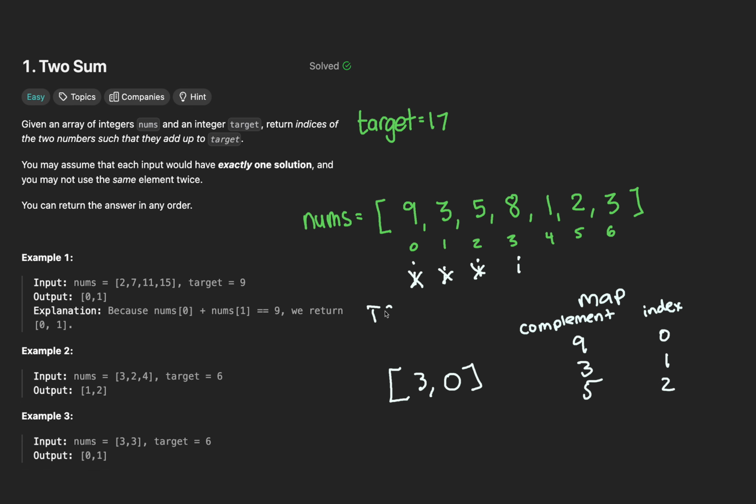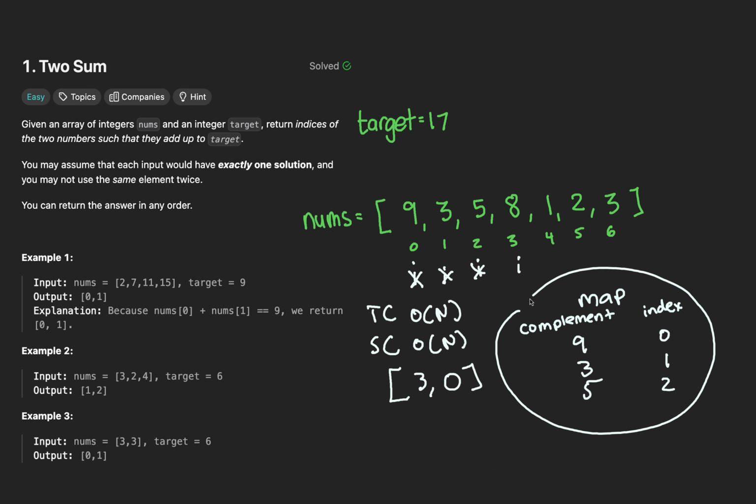The time complexity has greatly improved to big O(n) because all we needed was a single for loop, and our space complexity has grown to big O(n) since we pretty much have to store every single digit as key value pairs in our map data structure. Okay, let's code this up.